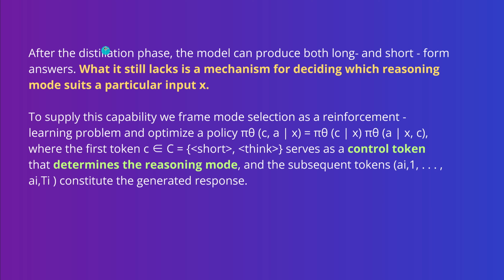As I told you, at this distillation phase, the model can produce both long and short form answers, but what it lacks is a deciding mechanism, a control mechanism. Which reasoning model really suits a particular input, a particular task, a particular query that I have as my input? Remember the slider with Q13? Now the system should decide and go for the cost-effective solution. This is not easy because the complexity of my input X might not be that trivial.